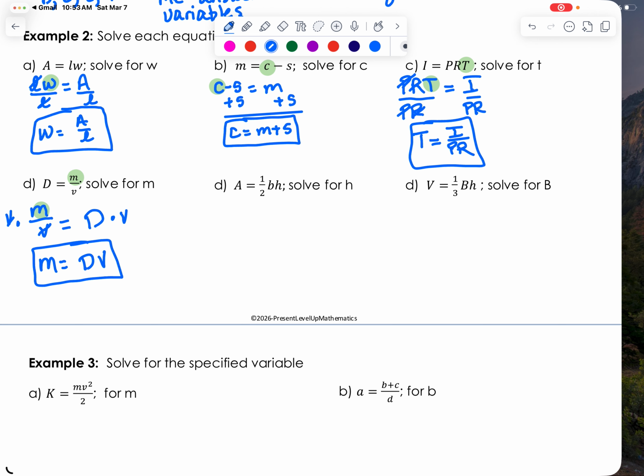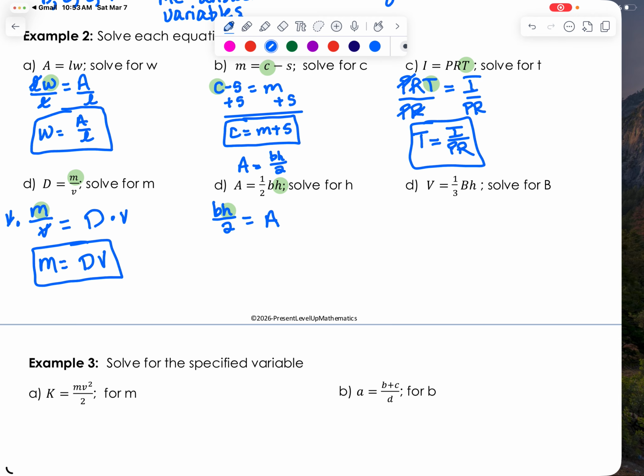In problem D, we have area, or A, equals 1/2 times the base times the height. This is a very famous formula for the area of a triangle. We're trying to solve for the letter H. Now, I'm also going to rewrite this as area equals base times height divided by 2, because that's the same thing as 1/2 base times height. It's just another way of writing the same thing. And I'm going to put that on the left side. So base times height divided by 2 equals A. And again, let me highlight what we're trying to isolate.